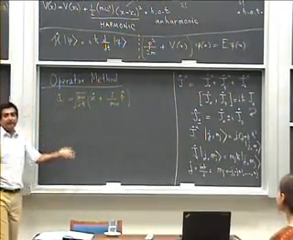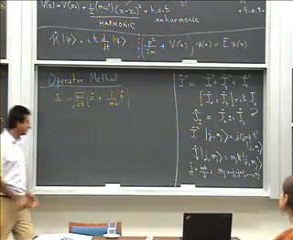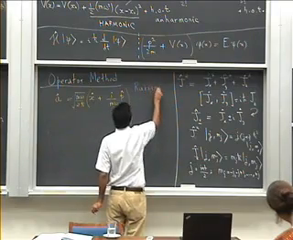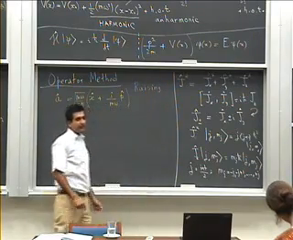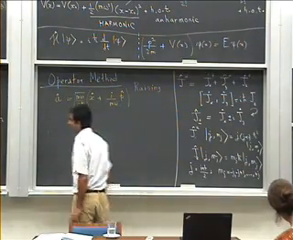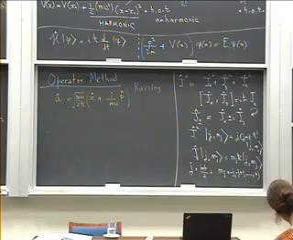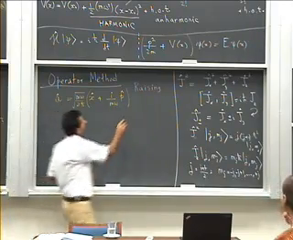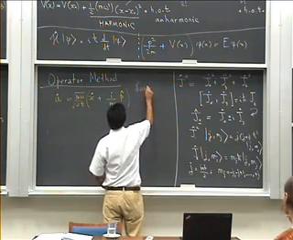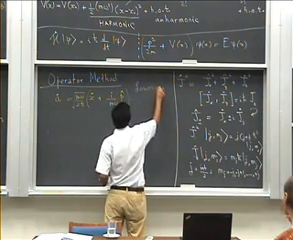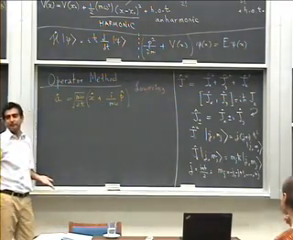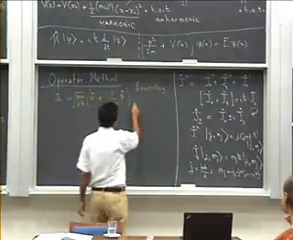Okay? So I define a lowering operator. This is called a lowering operator. And if I talk about photons or electromagnetic fields, this is generally called the annihilation operator.